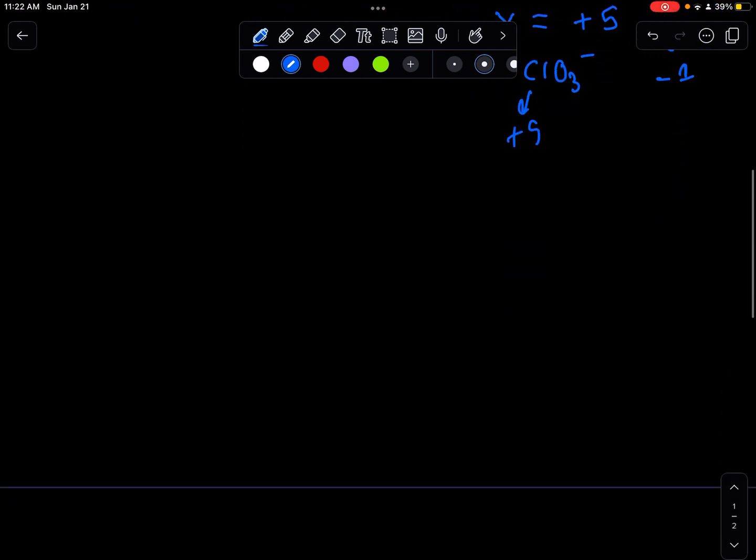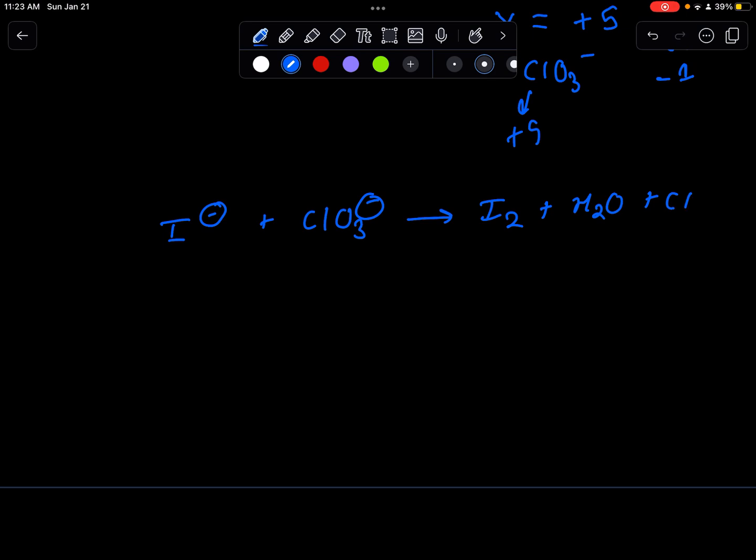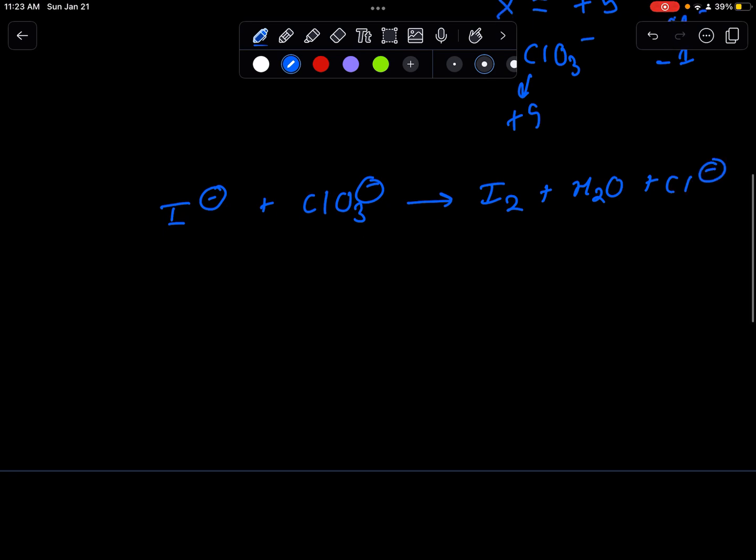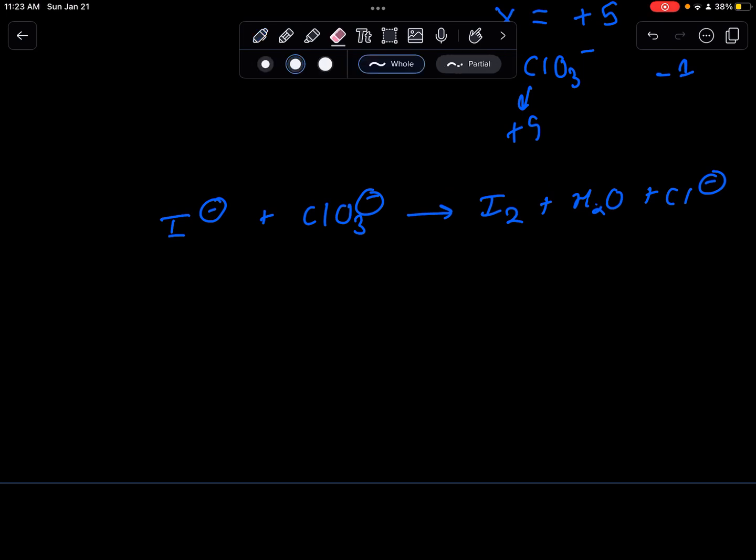Now, an interesting thing about this example is how do you balance a redox reaction? So let's go back to this reaction and see how we can balance it. So let's put I minus here. Let's put ClO3 minus here. Let's put I2 here plus H2O plus Cl minus. Let's remove the H2O, sorry. So on your Chemistry 12 tests, what you're likely going to see is something like this, right? This is not balanced. How do we balance it?